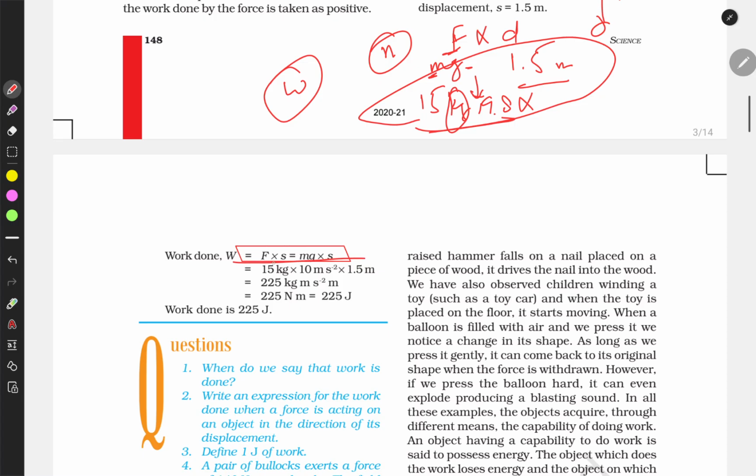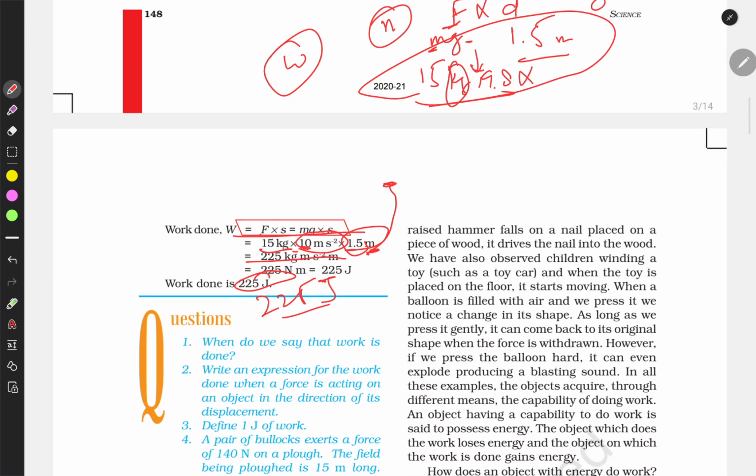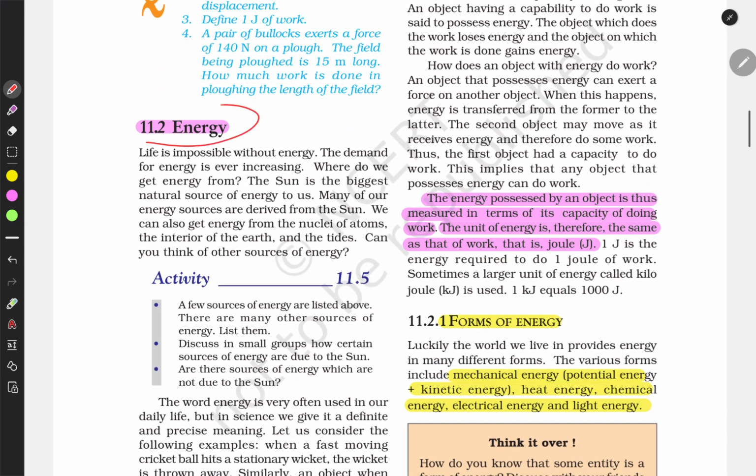This is what it has derived: 15 kg, and he has taken gravity as 10, and this was the displacement when the porter lifted luggage from the ground to his shoulder. So the work done is calculated as 225 joule. Now let's discuss energy.